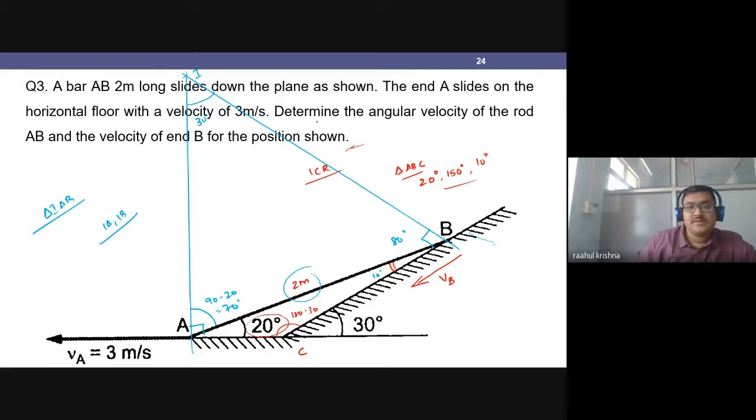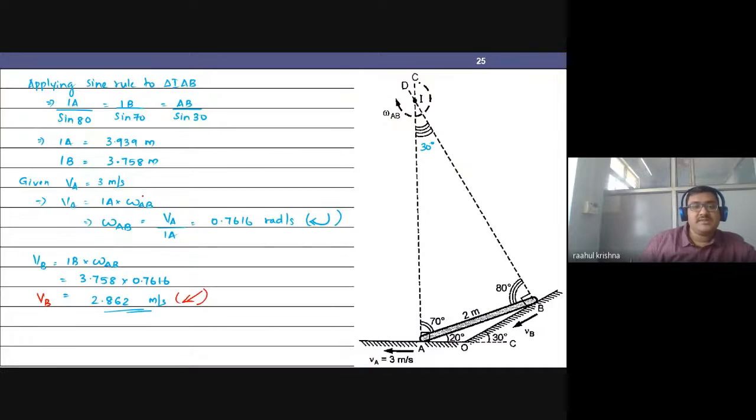So in my question, I was asked to find the angular velocity of the rod and the velocity of the end B. Firstly we found the angular velocity of the rod, and then we found the velocity at the end B. So with this we'll conclude this problem and go to the next problem.